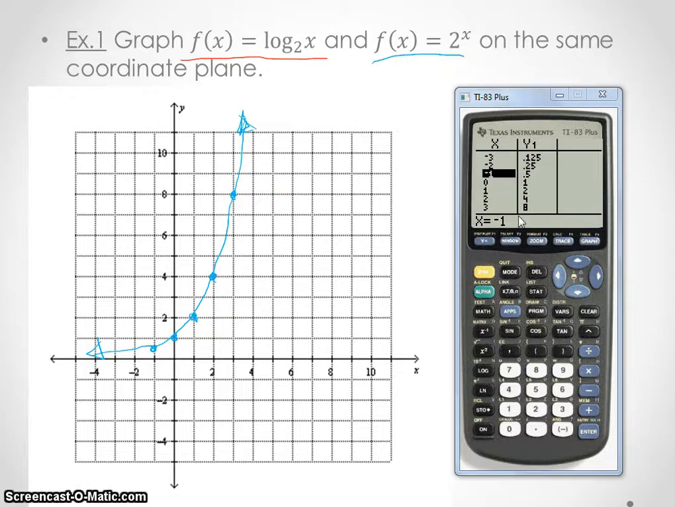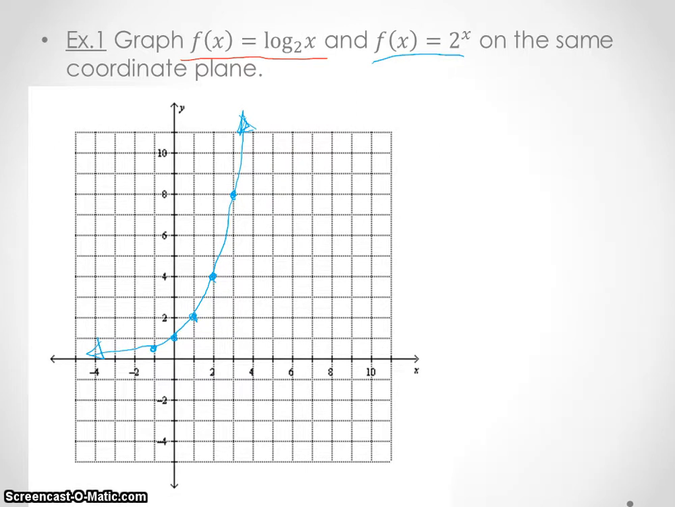And like I said, we can't put our log function into our calculator. We don't know how to do that yet. But we do know that since you have a log base 2 and you have a base of 2 here with an exponential, these are going to be inverses of each other.